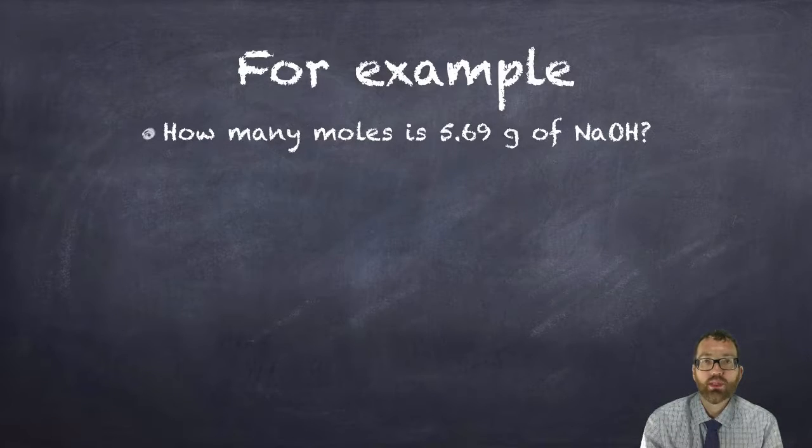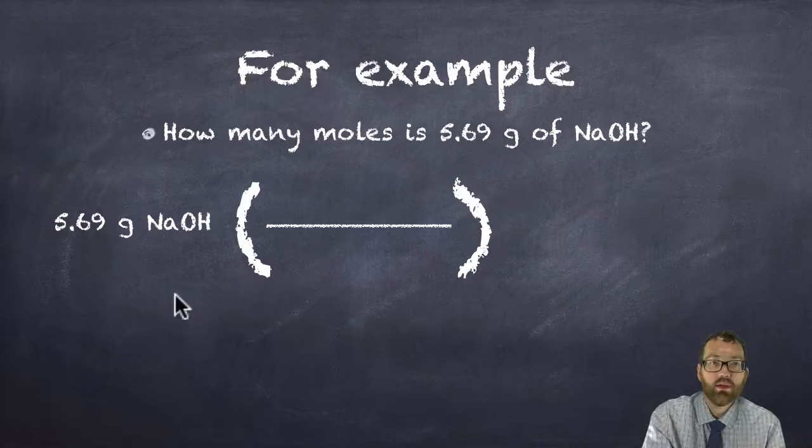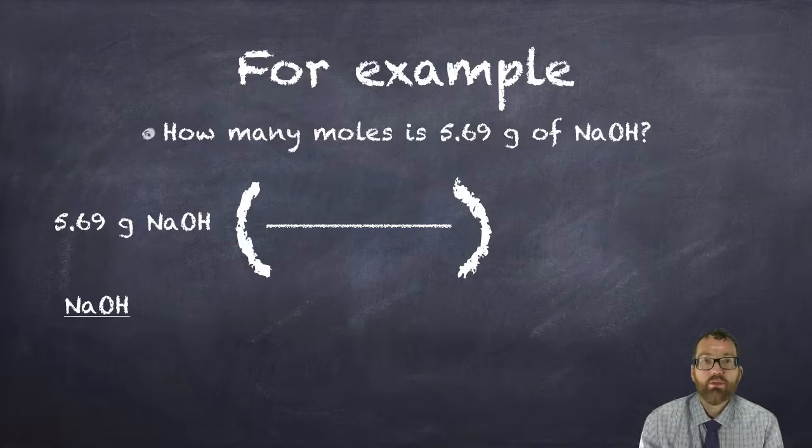How many moles is 5.69 grams of sodium hydroxide? So as with any conversion problem, we start with what they give you in the problem, 5.69 grams of sodium hydroxide. And then we set up a bracket. I want grams and grams to cross off, so I'm going to put grams on the bottom here, and I'm going to put moles on the top here. So I need to figure out how many grams of sodium hydroxide there are in 1 mole of sodium hydroxide.